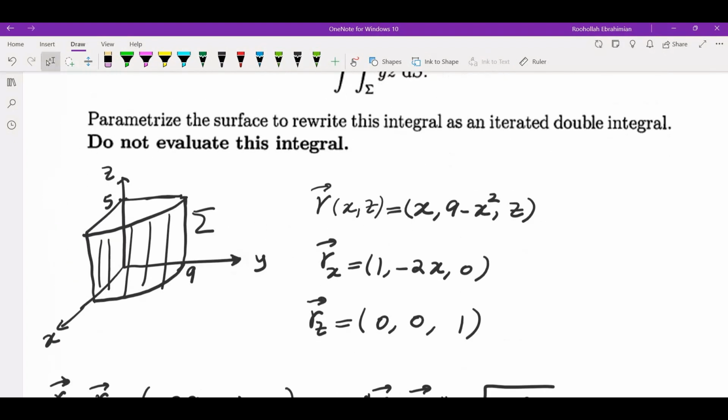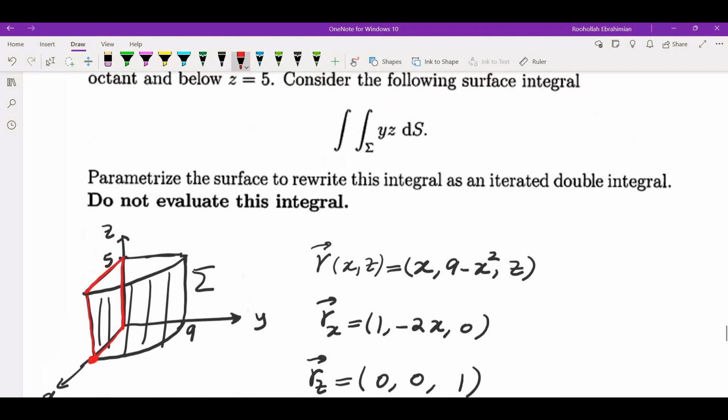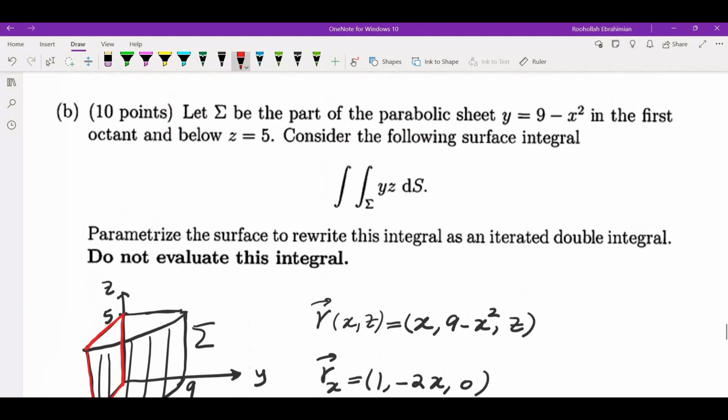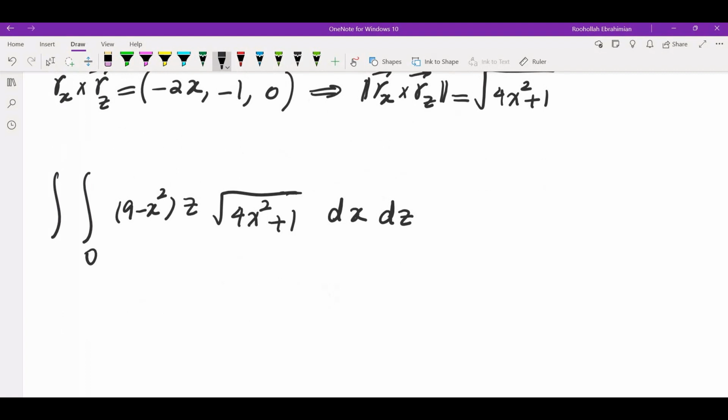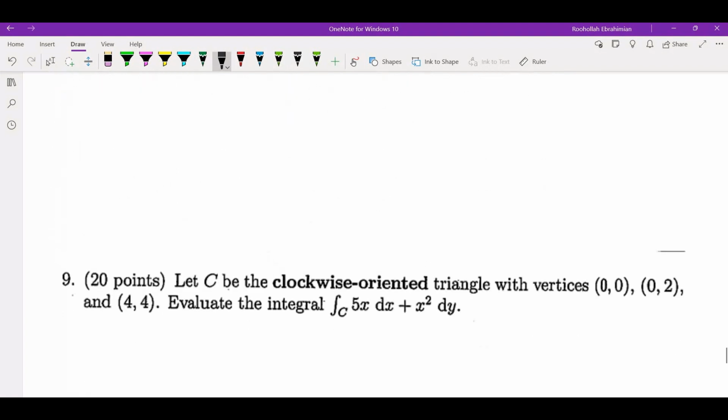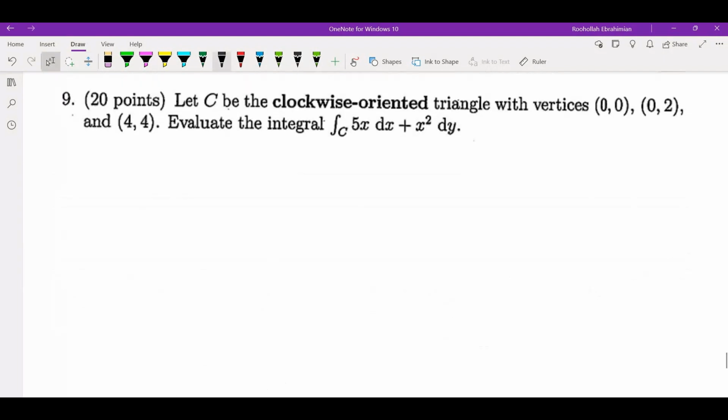So limits of x and z come from the xz plane. Limits of z are 0 to 5. This is the region on the xz plane. And we have to find this point right here. So for what value of x do we get 0 for y? That is x equals 3, because this is y equals 9 minus x squared. So for 3 we get 0. So limits of x are 0 to 3, and limits of z are from 0 to 5. And they did ask us to not evaluate.